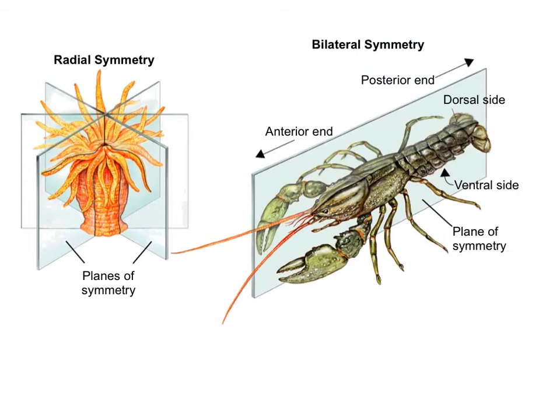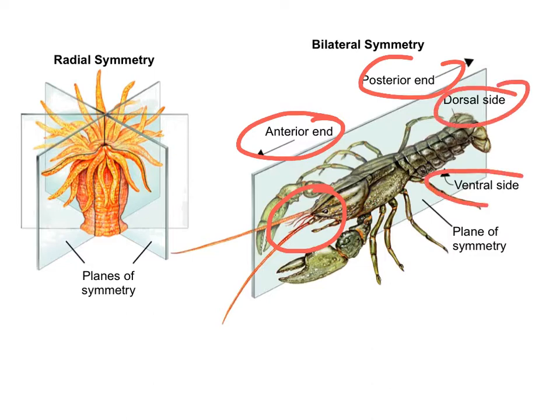Here's 2 examples. Here, the sea anemone, you can see very clearly has multiple lines of symmetry, whereas the crayfish has only 1 line of symmetry. You can also see the concentration of sensory organs here at the head end, the compound eyes, the antennules, and the antennae. This is something called cephalization, which you see in the higher order animals. You can also see, since it's bilaterally symmetrical, the 4 orientations. They have the anterior or front end, posterior or back end, dorsal side, which is the top, and ventral side, which is the bottom.